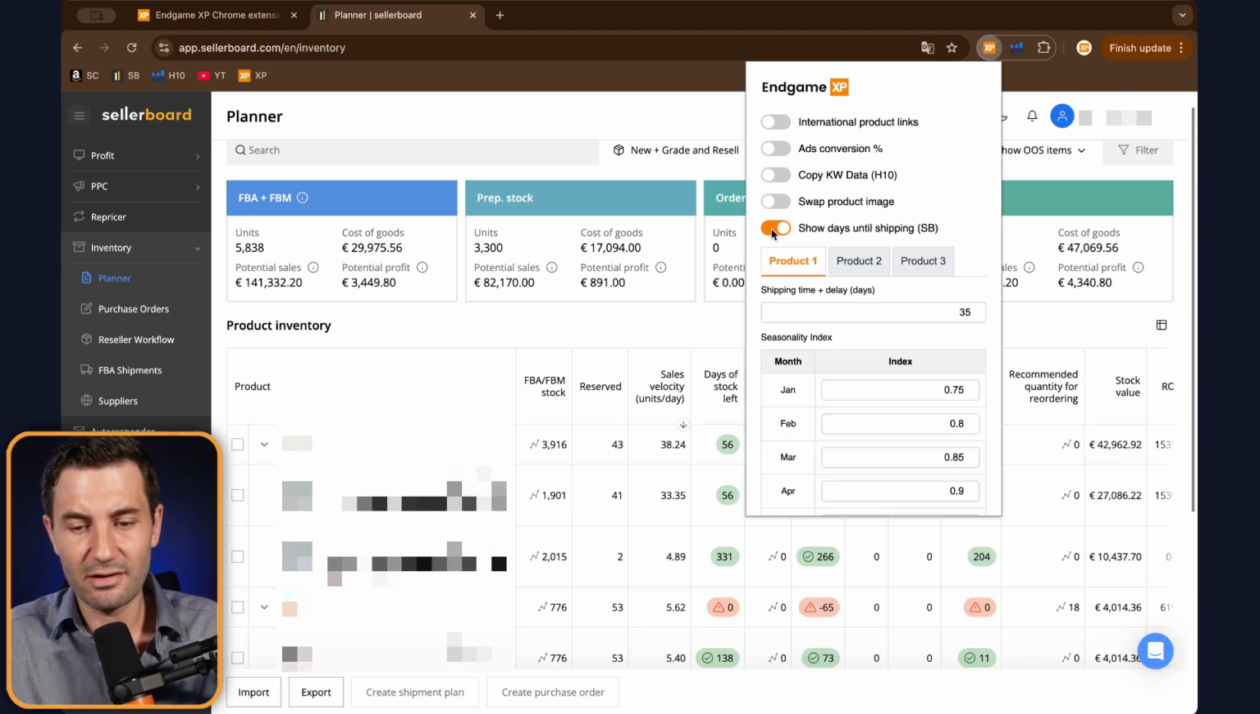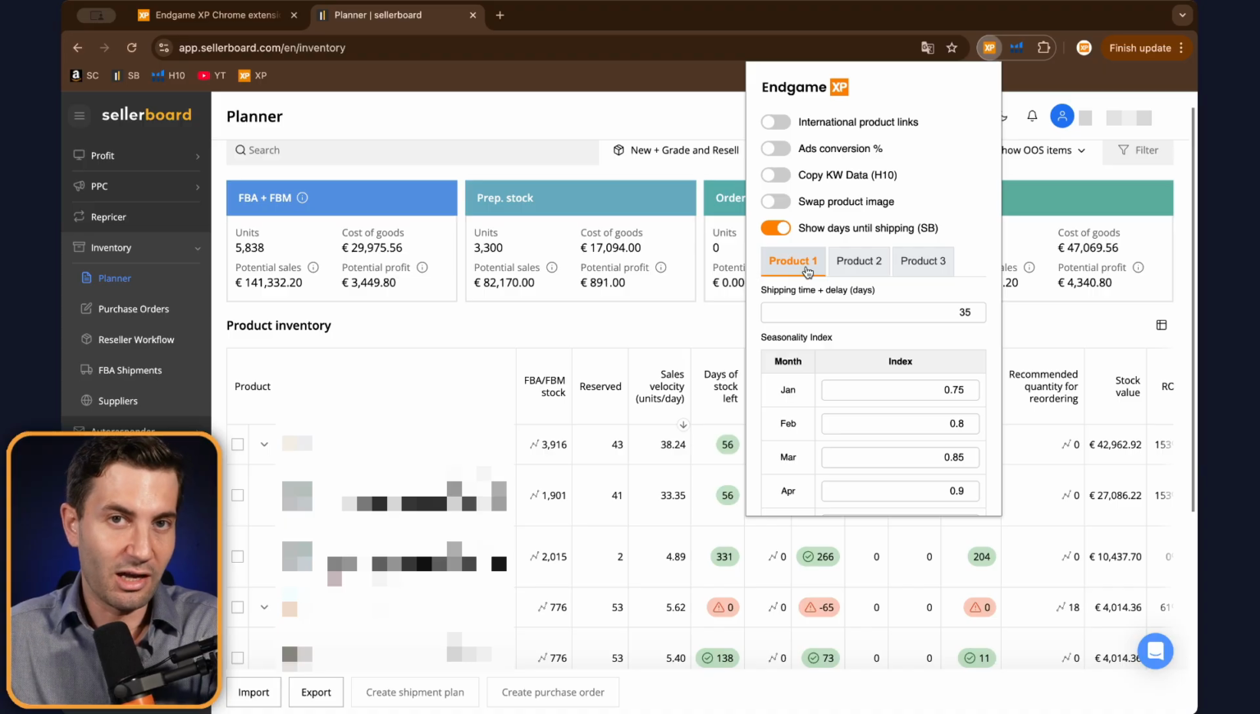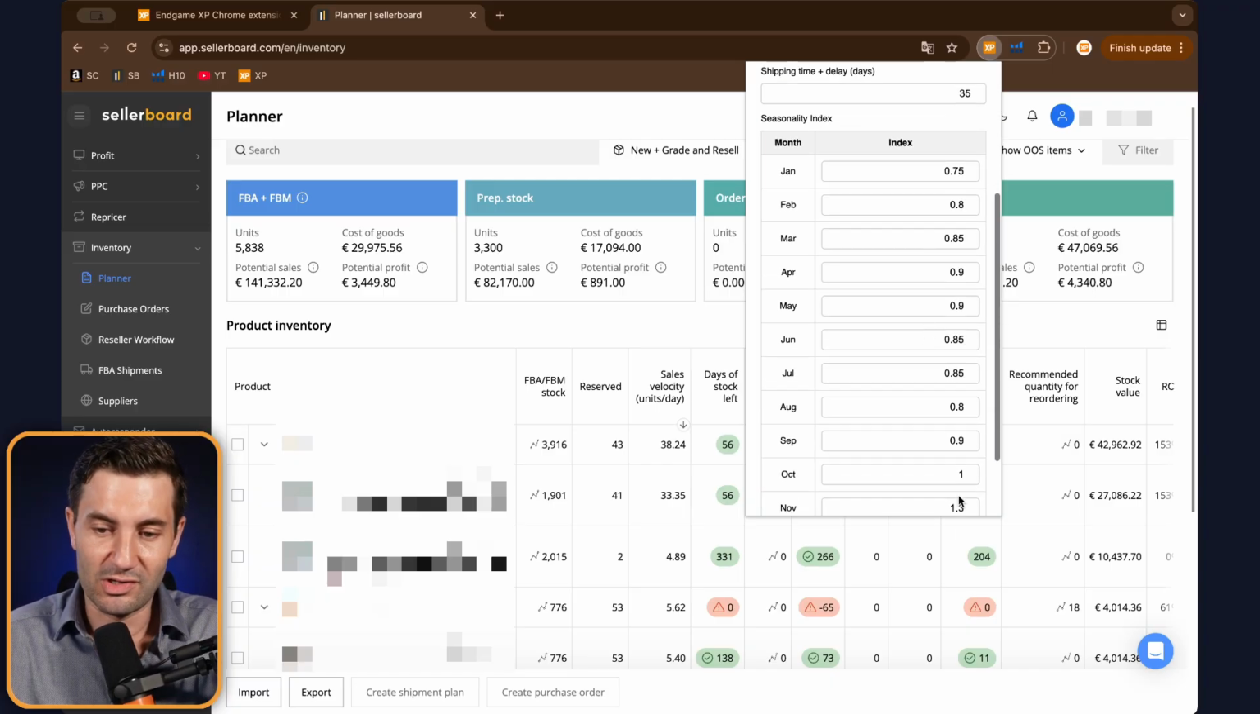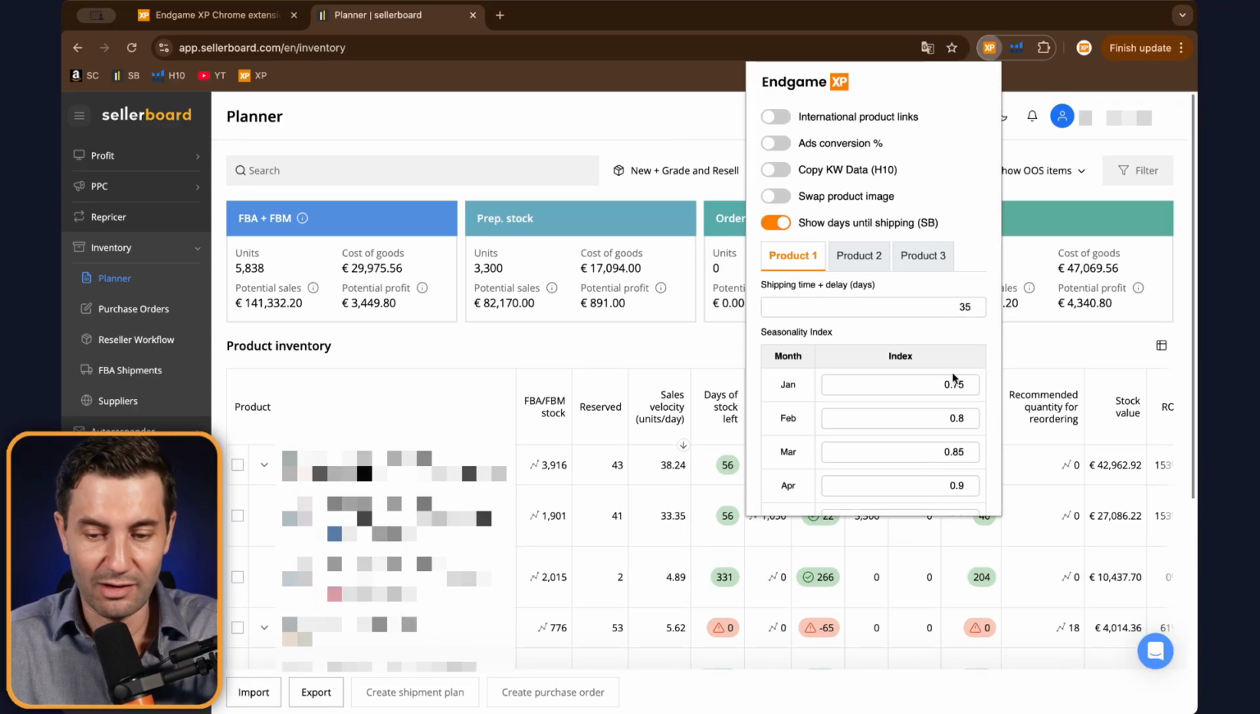So if you activate it, you first see that you can enter the amount of days it takes for a product that you have in a specific warehouse to reach the Amazon warehouse. So in that case, 35 days. I entered that value because my product one is in a warehouse in China, and I know it's going to take 35 days for this product to reach the Amazon USA warehouse. Below, you can also affect the seasonality, but for this example, we'll just leave it by default.